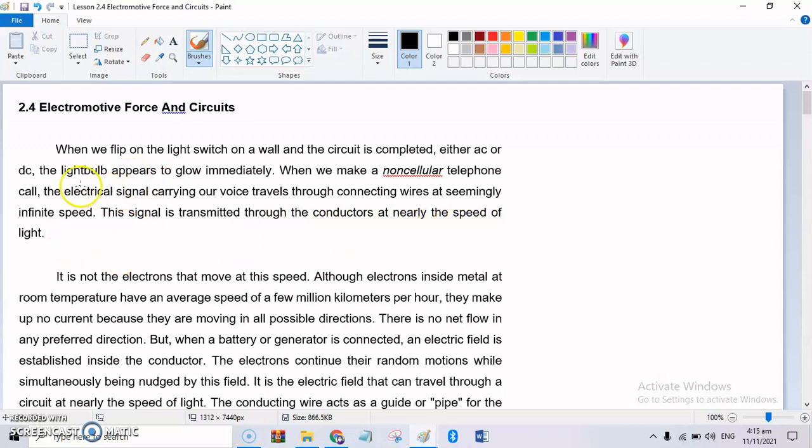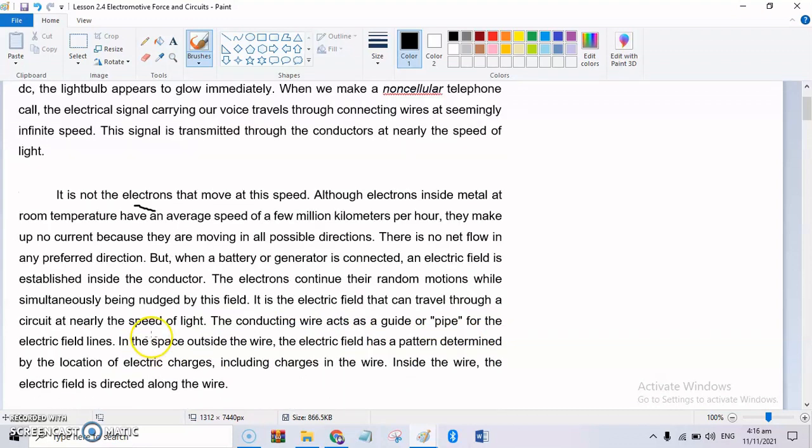And why is it so? It is not the electrons that move at this speed, okay? Remember that. Although electrons inside metal at room temperature have an average speed of a few kilometers per hour, they make up no current because they are moving in all possible directions. There is no net flow in any preferred direction. But when a battery or generator is connected, an electric field is established inside the conductor.